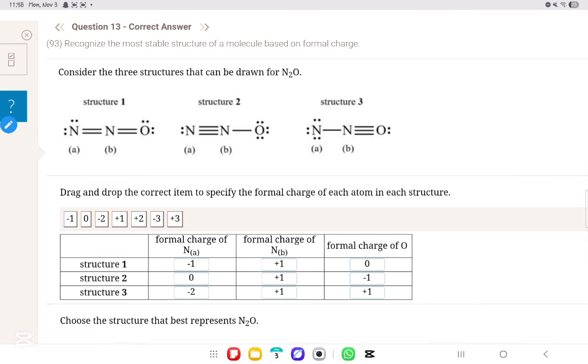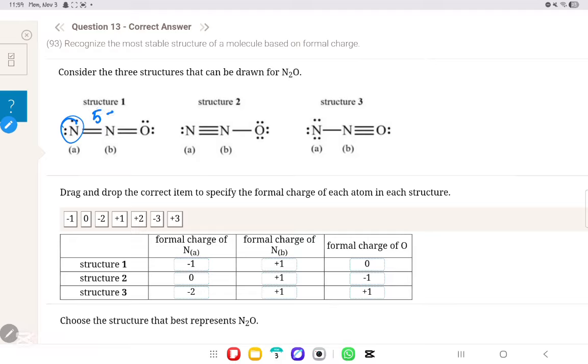Consider the three structures that can be drawn for N2O. You just need to find the formal charges. How do you find the formal charge? You take any random atom and take the group of this atom. For example, nitrogen is group 5.